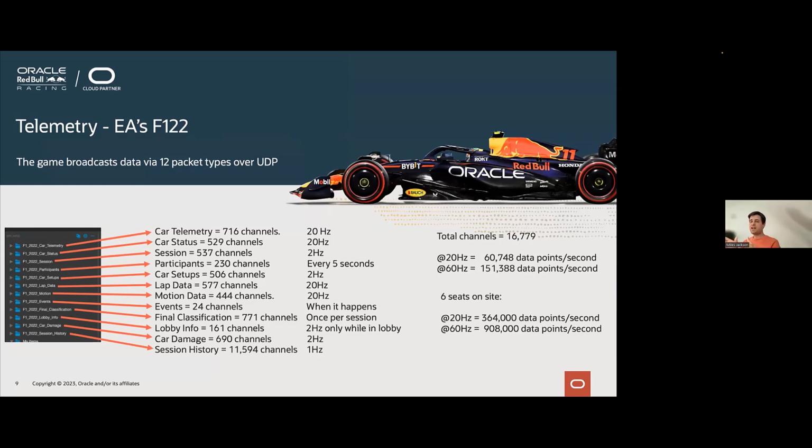There are actually 16,000 channels that come out of the game. A lot of this comes out at 20 hertz or 60 hertz. You can change the hertz that it comes out at, but there are 16,000 channels pumping live. So if you did it at 20 hertz, we're interpreting or pulling out about 60,000 data points per second. If you do it at 60 hertz, it's 150,000 data points per second.